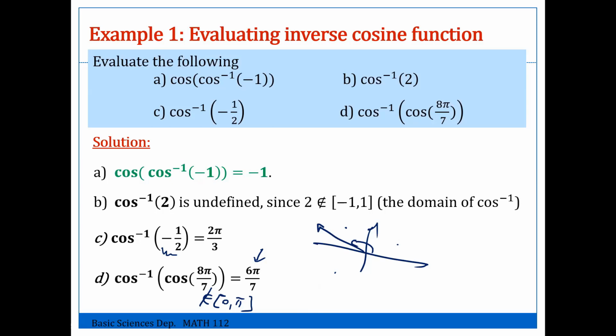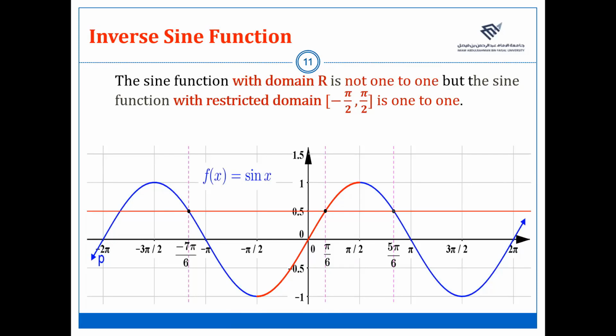This is for cosine inverse. What about sine now? What we said about cosine is valid about sine. So this is the graph of the sine function. It's an odd function with symmetry about the origin. It's periodic with period 2 pi. It's odd, range [-1, 1], domain R. But the sine function is not 1-to-1, so if we take the function as it is, it doesn't have an inverse.